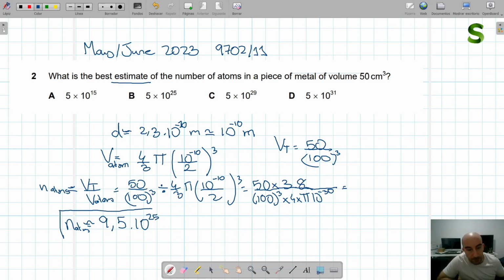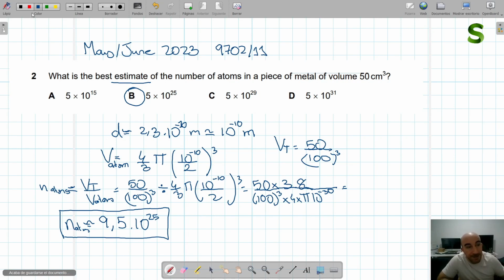Okay, so according to this it's more or less 9.5 times 10 to the power of 25. So this is the correct estimate. If we had used 2.3 times 10 to the power of minus 10, we would have obtained something like 1.2 times 10 to the power of 25. So again, the important part is the power of ten. And in both cases, we get a B. And that's the answer in the marking scheme. I think this is the best way to estimate this, and the easiest one.